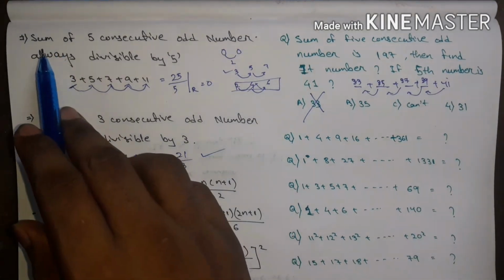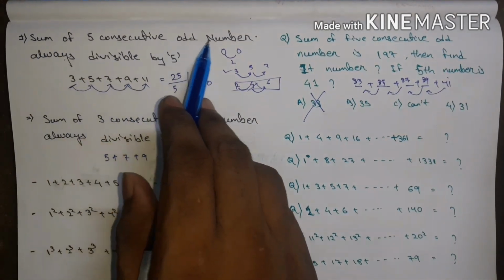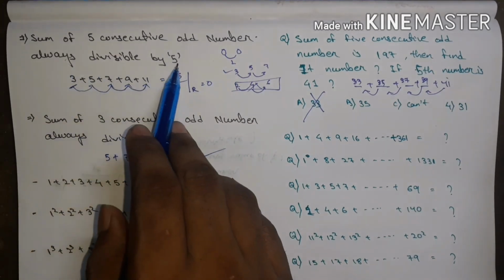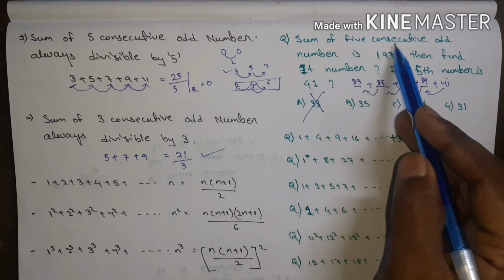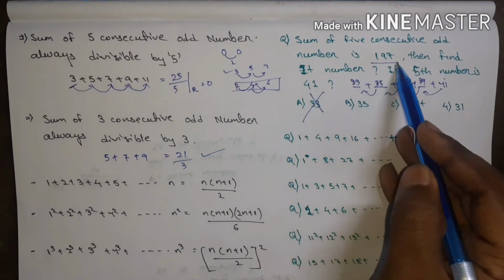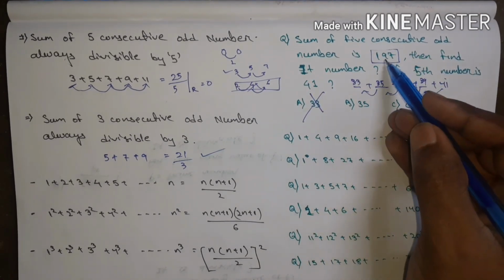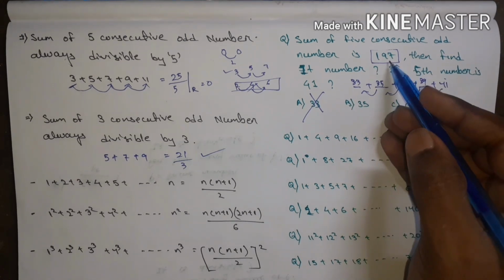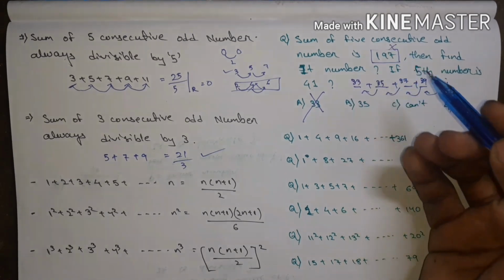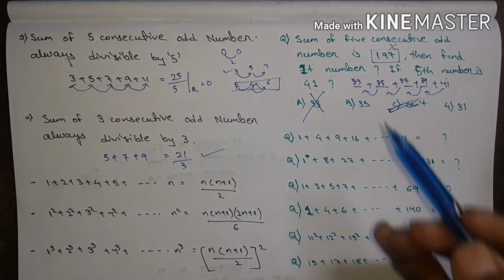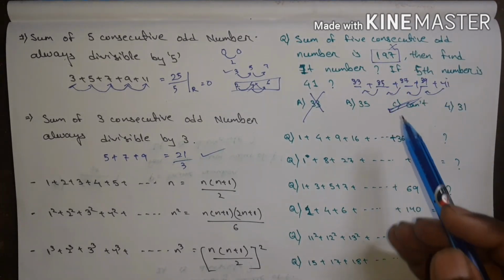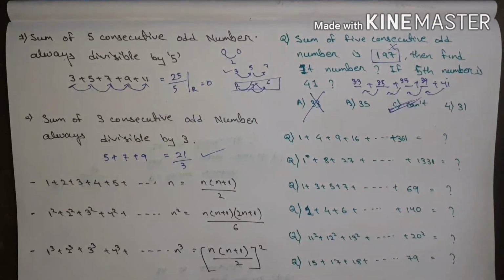Because what I said, the sum of 5 consecutive odd numbers is always divisible by 5. Here it is given that the sum of 5 consecutive odd numbers is 197. Is 197 divisible by 5? No, it is not divisible by 5. So this question cannot be defined. Why? Because it is not divisible by 5.